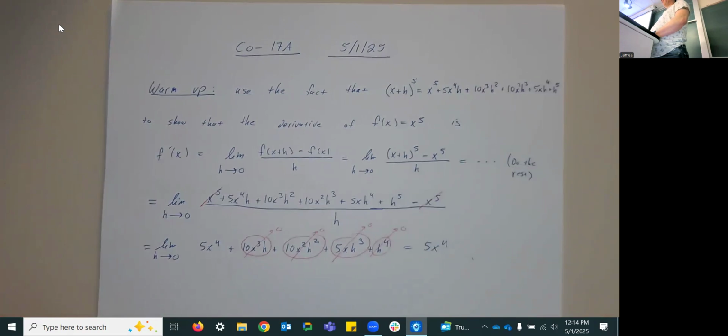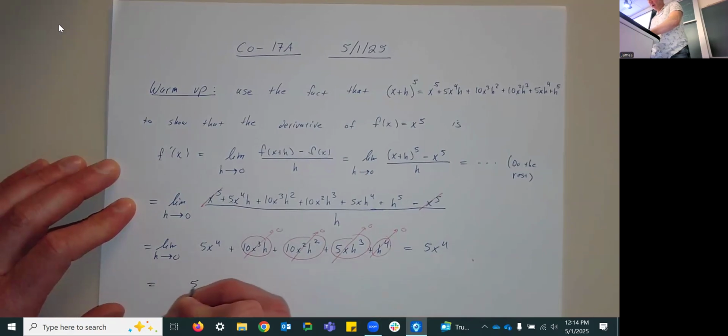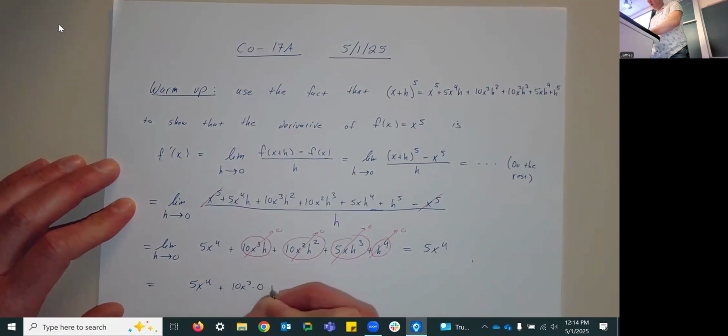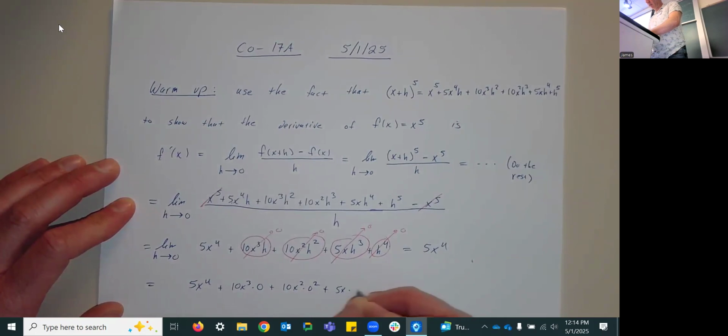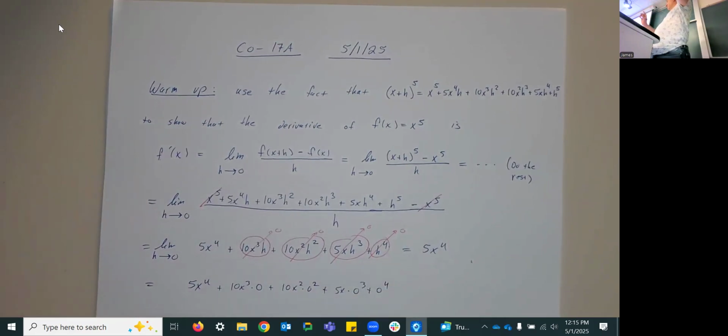Why did they all? So we're taking the limit, right? So the step I kind of skipped was saying if we actually take the limit of all this, we're going to get 5x to the fourth plus 10x cubed times 0 plus 10x squared times 0 squared plus 5x times 0 cubed plus 0 to the fourth. And more generally, though, to answer that question, whenever we're taking a limit, if we can just plug in what, in this case, h is approaching and get an output, we're good to go.